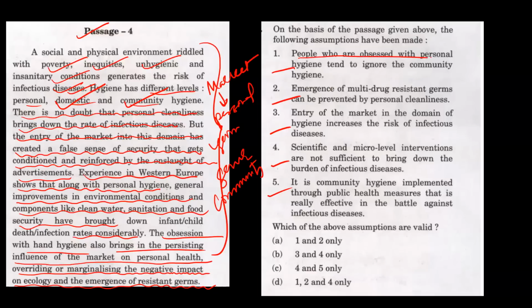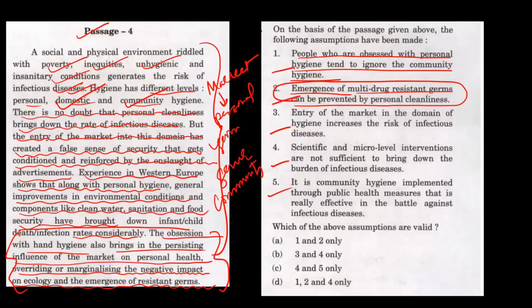People who are obsessed with personal hygiene tend to ignore community hygiene. Second, emergence of multi-drug resistant germs can be prevented by personal cleanliness. This is obviously not correct, so 2 is not there. We are left with only 3, 4 and 5. Now let us read 3 and 5 because 4 is common, so no need to read 4.